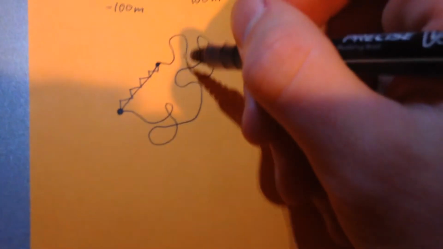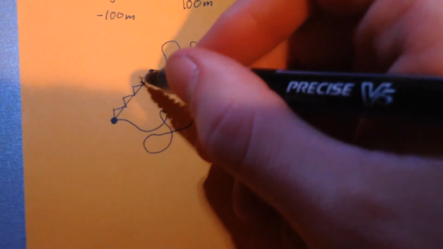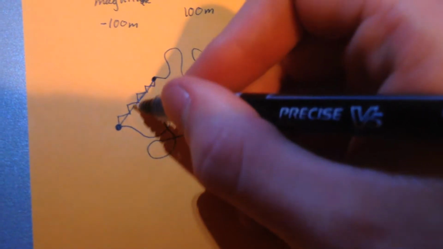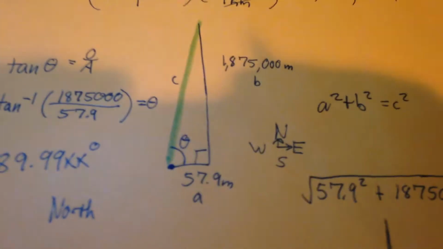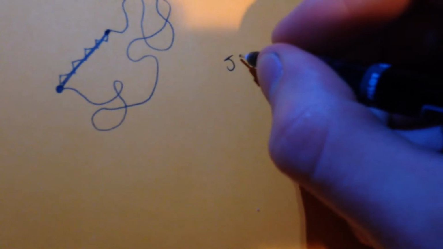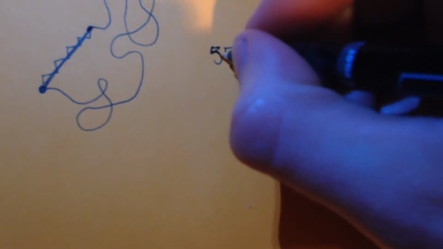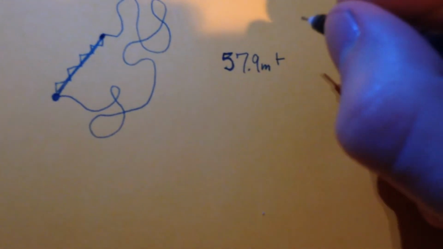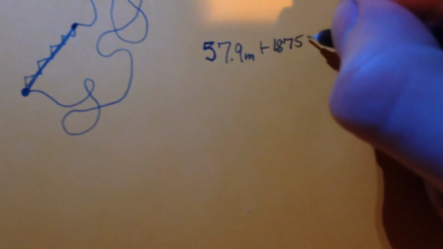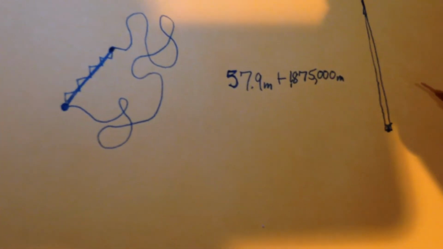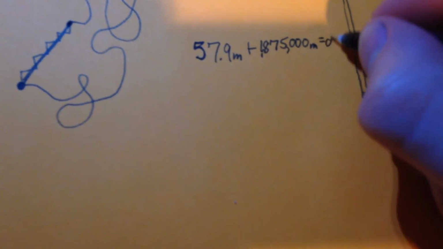This line is not the same length as this line. This one, the jaggedy one. But they're both the same distance from the origin. So how you find the distance of this is you add up all the line segments. So that would be 57.9 meters plus 1,875,000 meters. And that will give you your total distance.